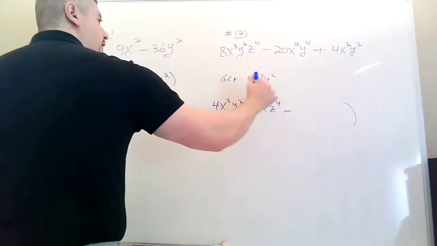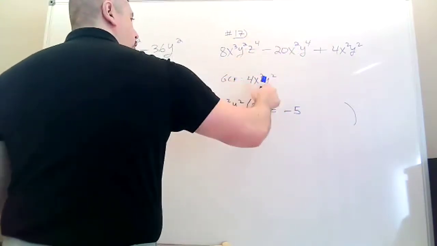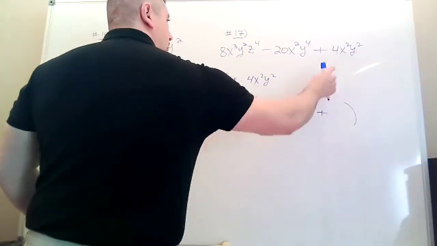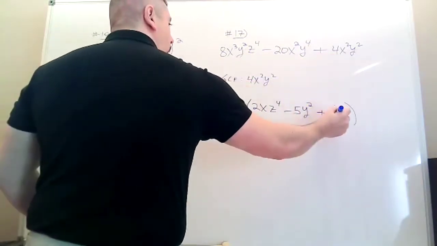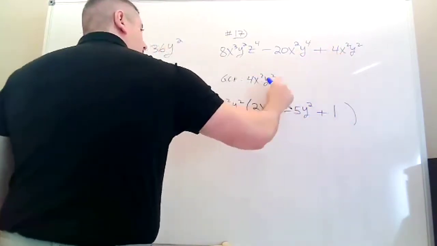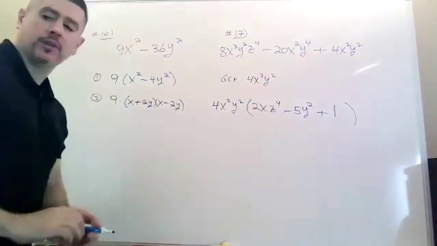Minus 20 divided by 4 is 5. x2 cross out. y4 over y2 is y2. Plus 4 divided by 4 is 1. x2 over x2 cross out. y2 over y2 cross out. 1, 2, 3.